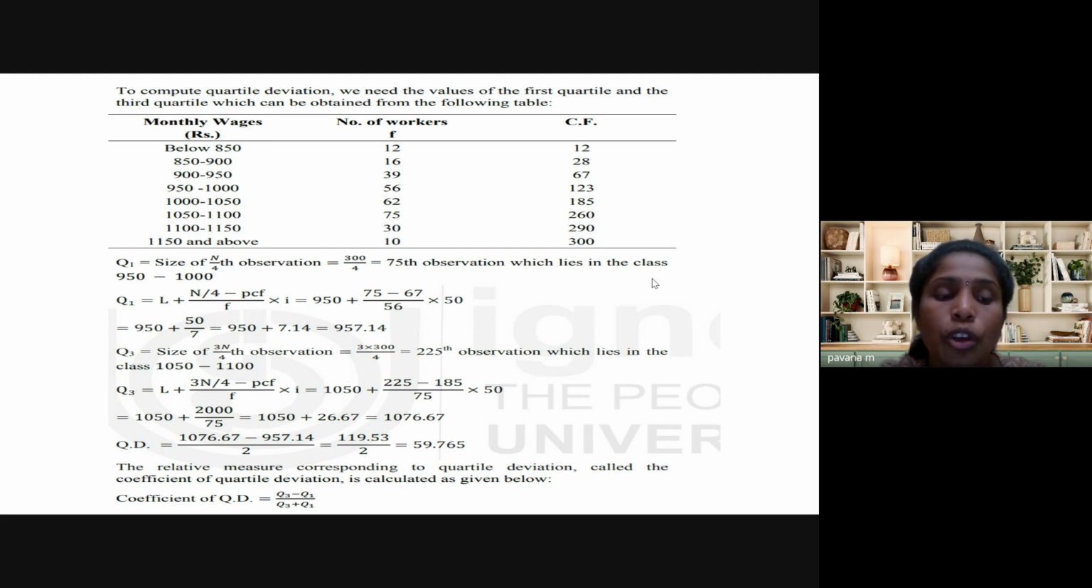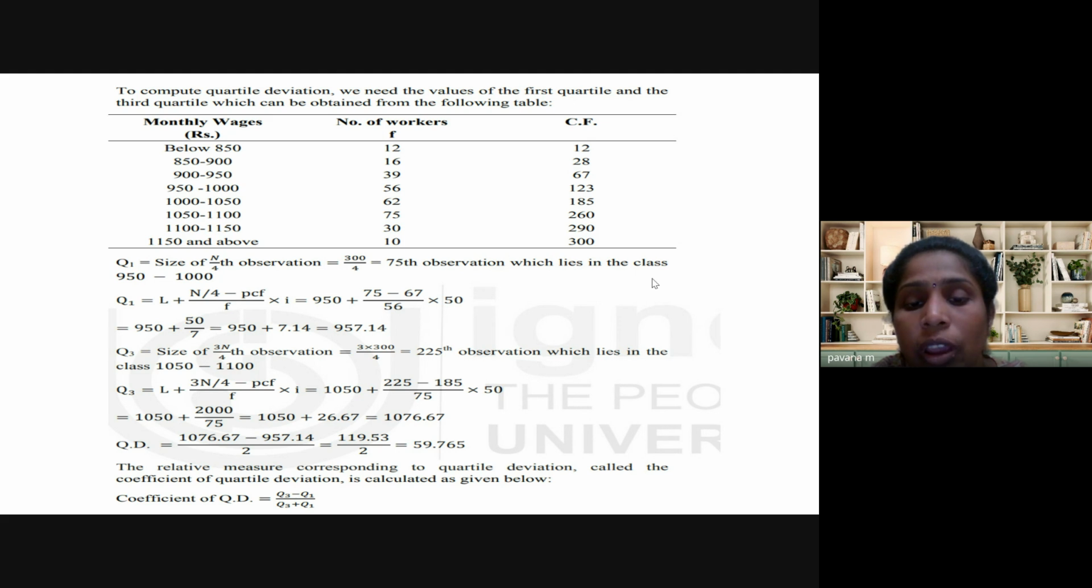And Q3. Q3 means size of 3N by 4. So 3N by 4 means 3 into 300 by 4, so 75 into 3, so 225. So the 225th observation. In the cumulative frequency, you have to consider at which class interval this 225th observation lies. So again, consider the cumulative frequency: 12, 28, 67, 123, 185, 260. Our value is 225. So 225 lies at 260 because the value above is 185, and up to 185 observations lie in that earlier class interval.